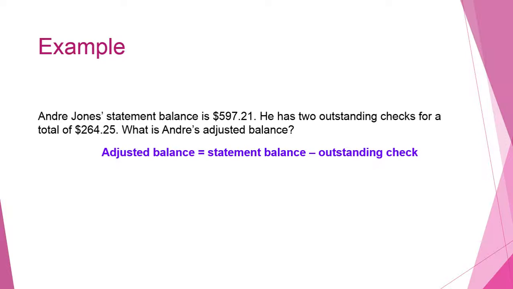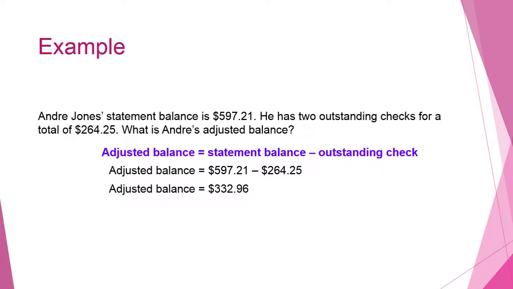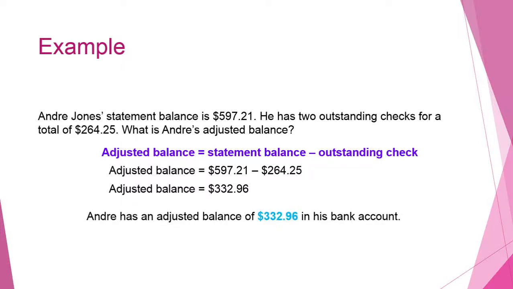So the two checks together made a total of $264.25, so we only have to write it once. If the question had said he had two outstanding checks for $264.25 each, then you would want to multiply that number by 2. But because it is a total, you don't have to do that. Alright, so we subtract the two numbers and we get a total of $332.96 in his bank account.